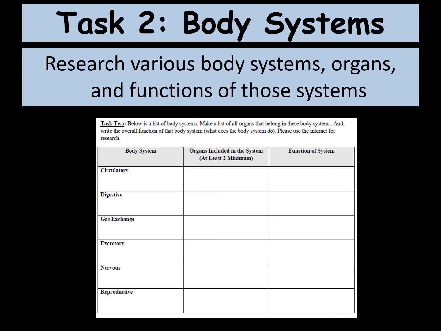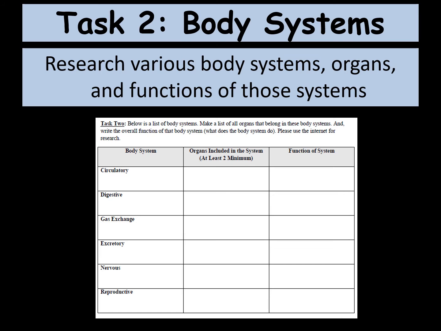For task 2, you're going to be researching human body systems. So in the chart on task 2, you're going to see there are 6 different body systems that I want you to research using the internet. And so when you research these body systems, there's 2 things I want you to do.